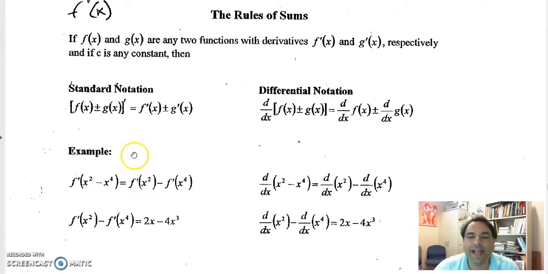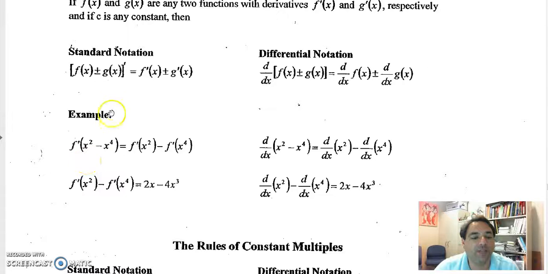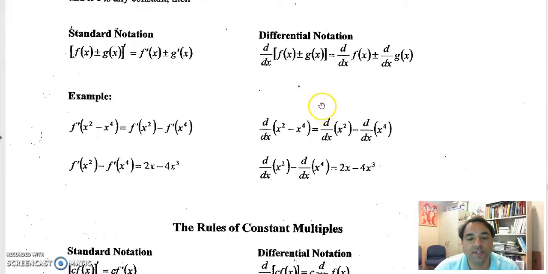And then, what if we have things that are being added and subtracted? So I had a series of terms. So for example, what if I wanted to find the derivative of x squared minus x to the 4? Well, I would just treat them separately. The derivative of x squared would be 2x. Minus the derivative of x to the 4 would be 4x to the third.